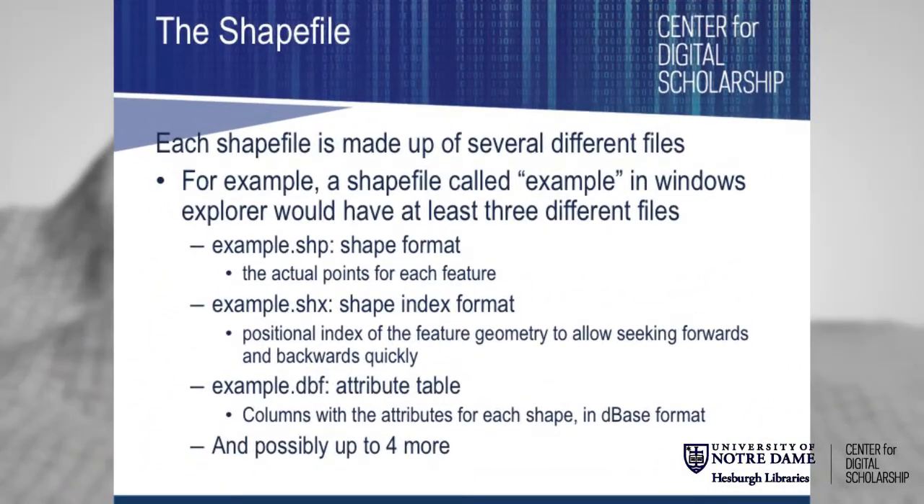So it's important to remember that we might have 3 to 6 different files all with the same name and with a different extension, after the period. So we'd have one that would be the file name .shp, that's the main shapefile. We'd have one that's .shx, that's an index file. And then the attribute table is stored separately from the rest on the hard drive. So it would be the name of the file .dbf.